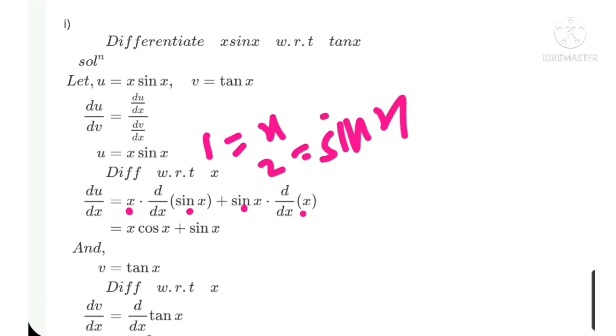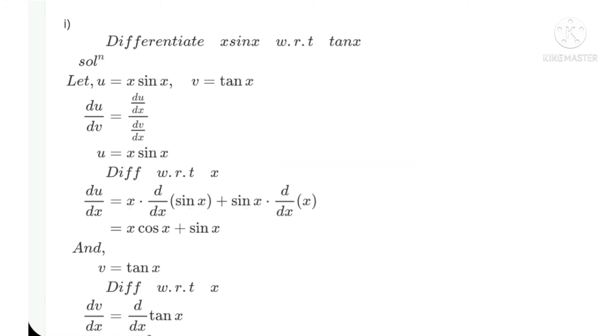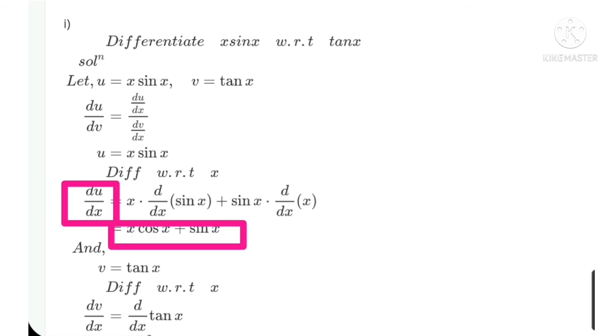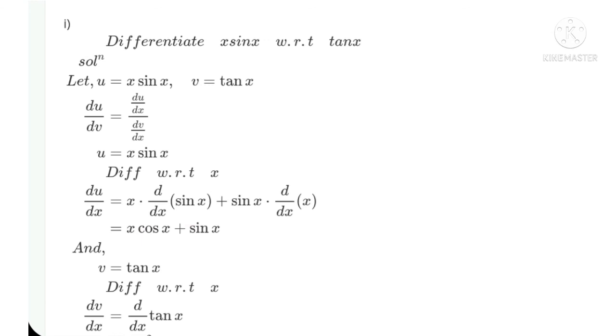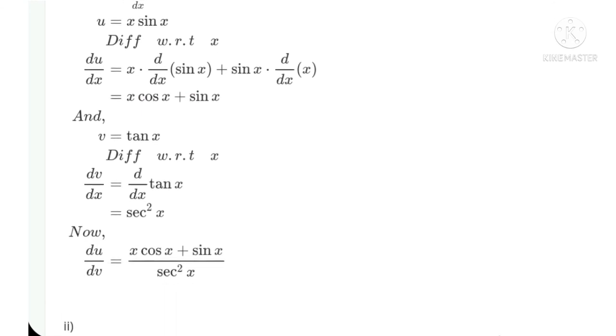Okay. So write x as it is into derivative of sin x is cos x. Sin x as it is, derivative of x is 1. So we get du by dx is equal to x cos x plus sin x. Now you find v is equal to tan x. Differentiate with respect to x, dv by dx is equal to d by dx of tan x. Derivative of tan x is sec square x.